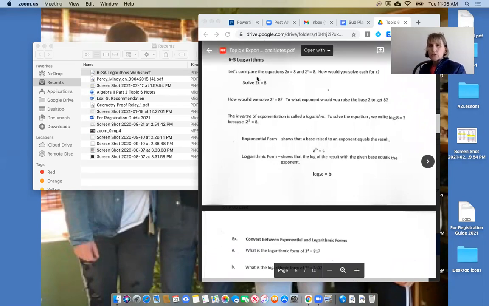All right, so I want to just go through here a little bit of the notes. You're going to start on section 3A, looking at logarithms. And the big question is, what is a logarithm? And so I just want to start and just say, let's compare two equations. Let's look at 2x equals 8.